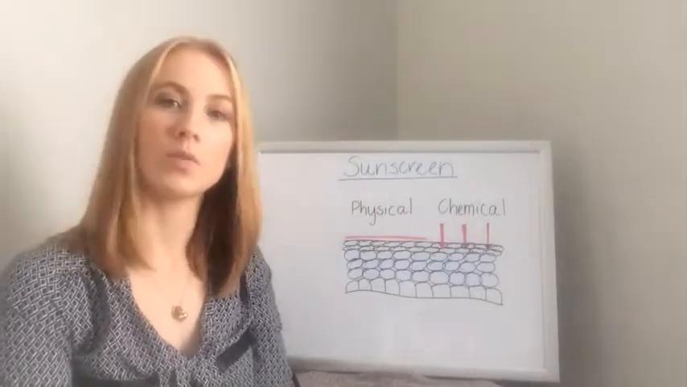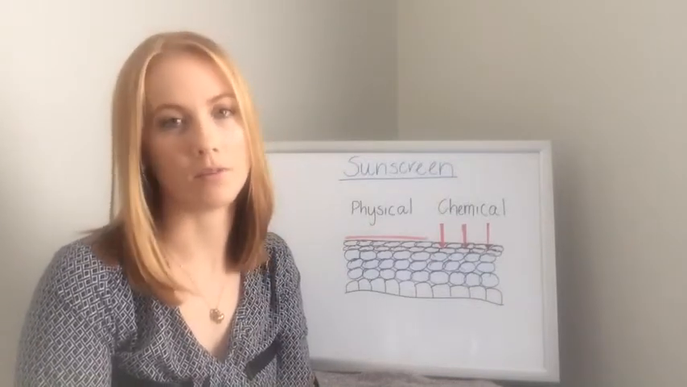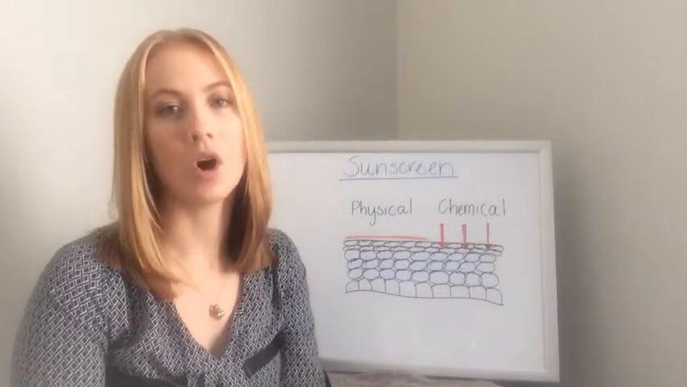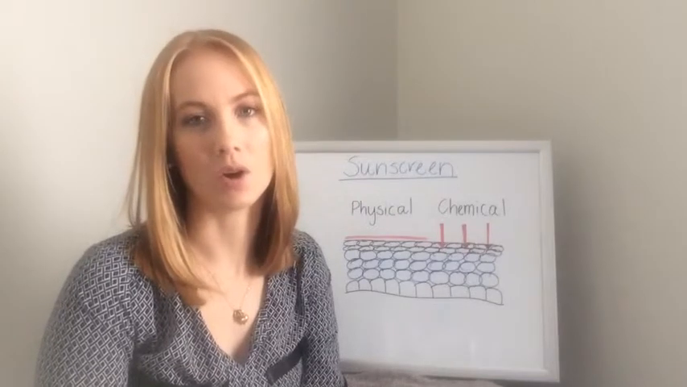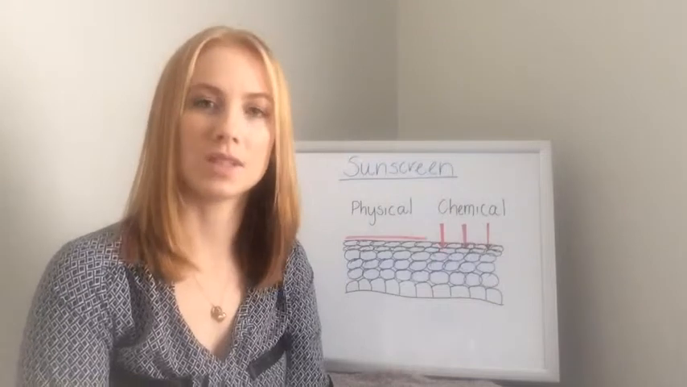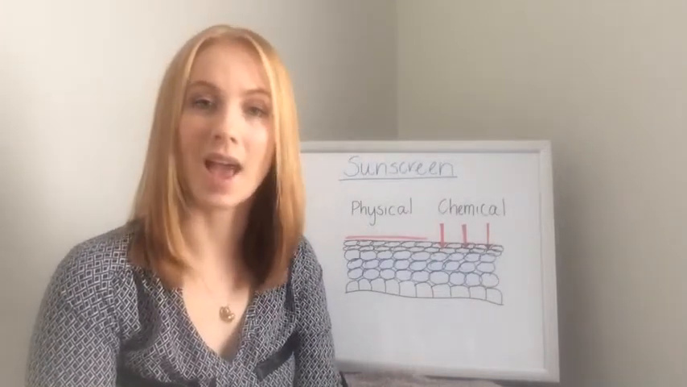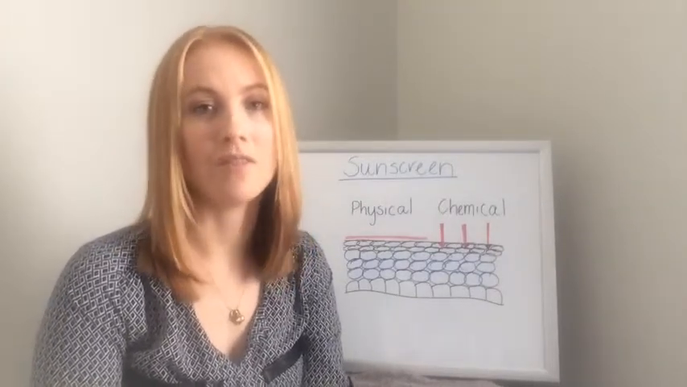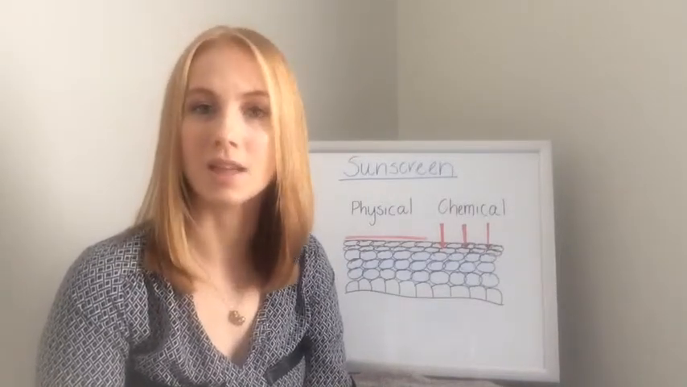So a physical sunscreen will sit on the surface of the skin like a shield and deflect UV light away from the skin. They don't penetrate into the skin, they just sit on the surface. Common physical sunscreen ingredients are zinc oxide and titanium dioxide. These are both minerals that are ground down to provide that surface protection from UV light. Not only do they protect us against UVA and UVB rays, they're also quite anti-inflammatory on the skin and very healing to the skin. So excellent for sensitive and reactive skins.